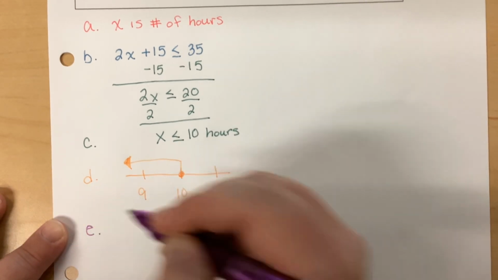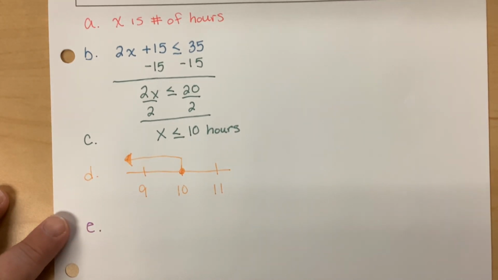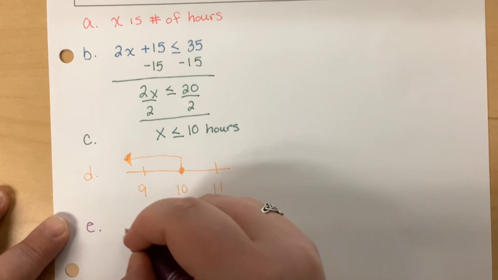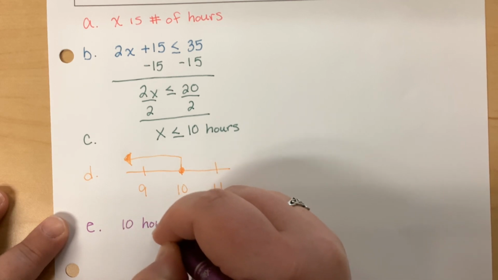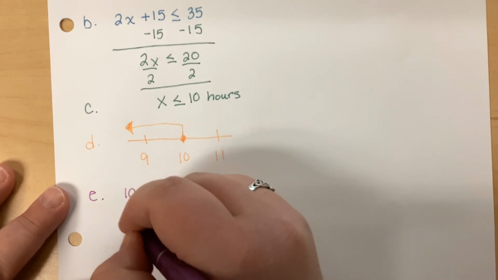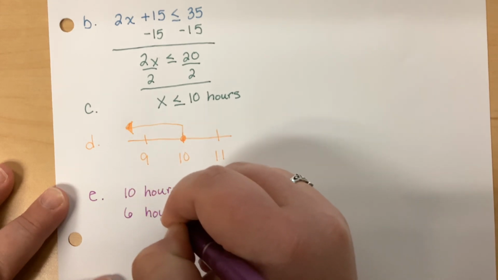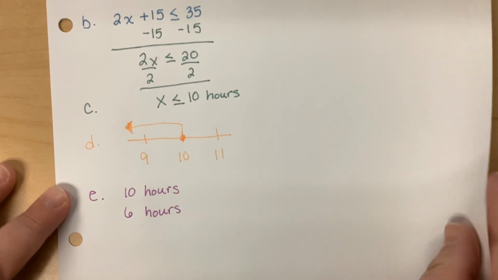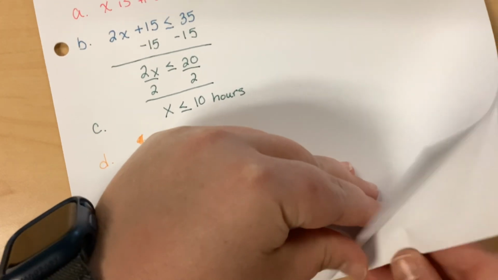And then finally, two solutions that work. In other words, what are two number of hours that Jay could rent the metal detector for? Well, we know that he could do 10 hours because that circle is closed. So I'm going to say 10 hours. And then anything less than 10 will work. So let's choose, I don't know, 6 hours. That works because it's less than 10. Let's try one more. This time we're going to have variables on both sides of our inequality.